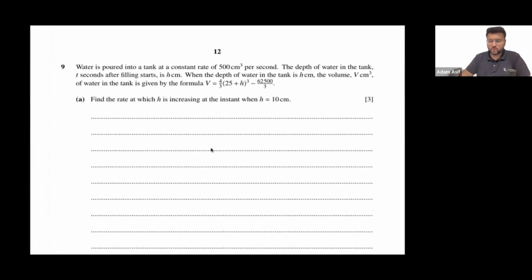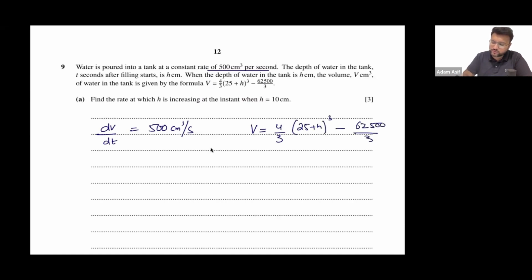Question number 9. Water is poured into the tank at a constant rate of 500 centimeter cube per second. Guys, this is dV by dt, 500 centimeter cube per second. The depth of the water in the tank t seconds after filling starts is h centimeter. When the depth of the water in the tank is h centimeter, the volume V of the water in the tank is given by this formula. The formula is V equals 4 upon 3 times (25 plus h) cube minus 62,500 upon 3.